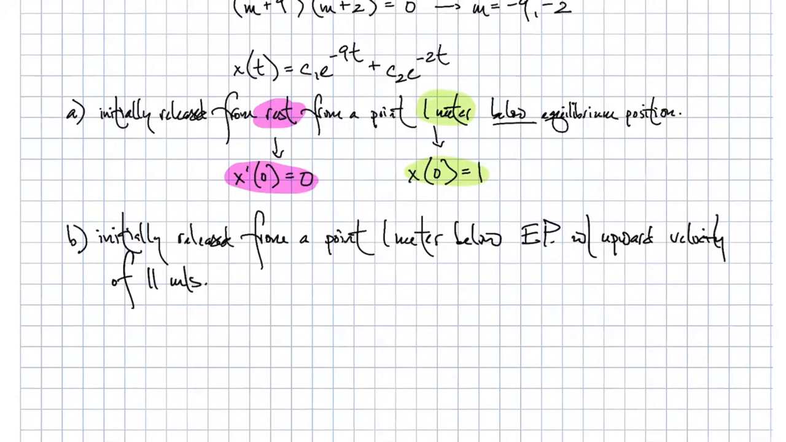No, you are correct. All right, so this 1 meter below still means that x of 0 equals 1, right? So that part stays the same. But the upward velocity part, right? So now we have an upward velocity of 11 meters per second. That is going to change my other initial condition. In fact, it's going to be x prime of 0 equals negative 11, since upward is opposite gravity.